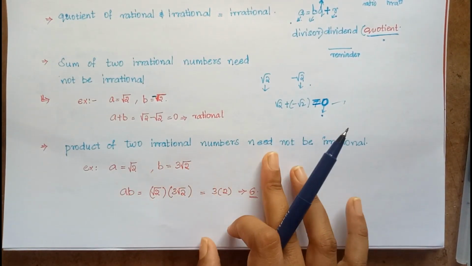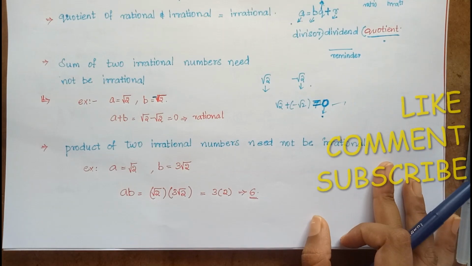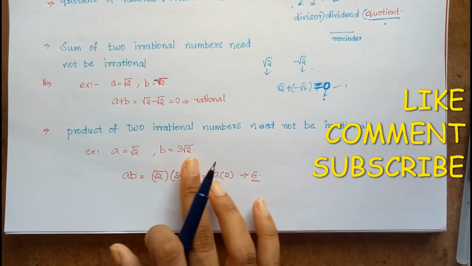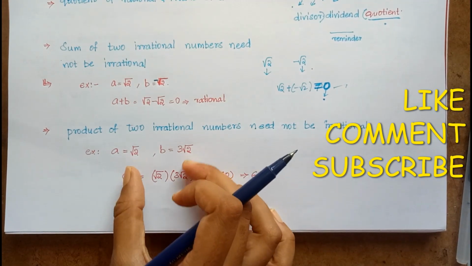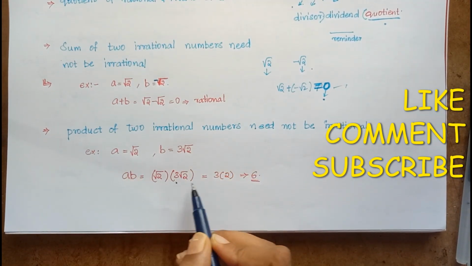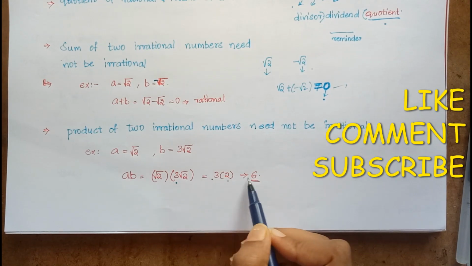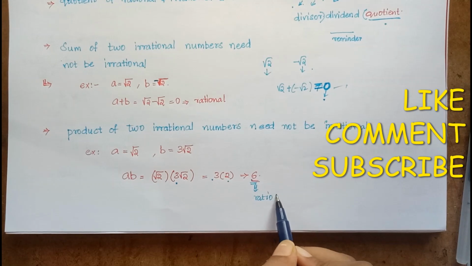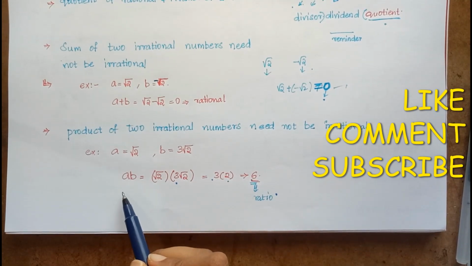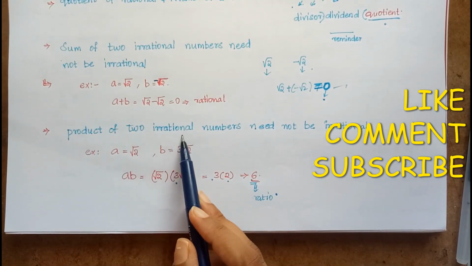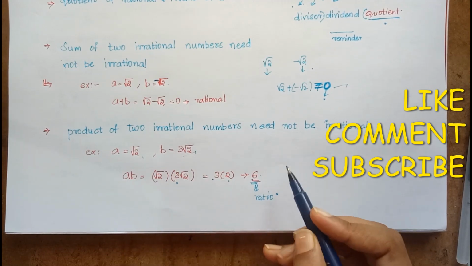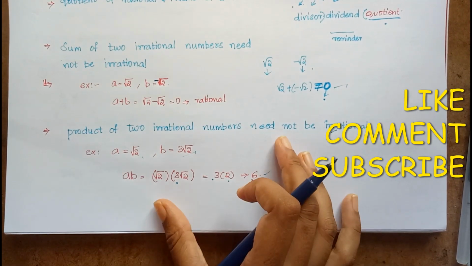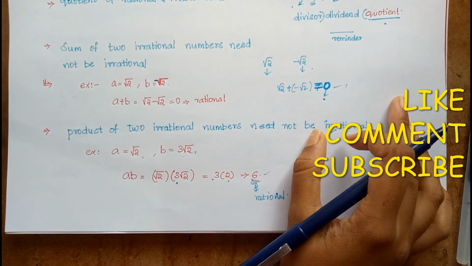The product of two irrational numbers need not be irrational. Here we consider one example. See, root 2 and 3 root 2. By doing the product, root 2 into 3 root 2 is 3 into 2, which is 6. This is a rational number. What we can say is the product of two irrationals need not be irrational. It can be rational. These points are very useful in doing each and every problem.